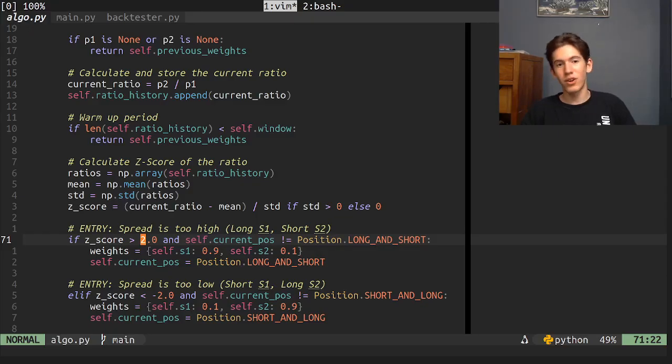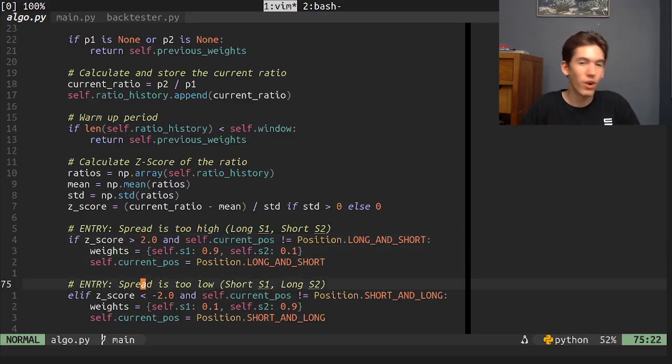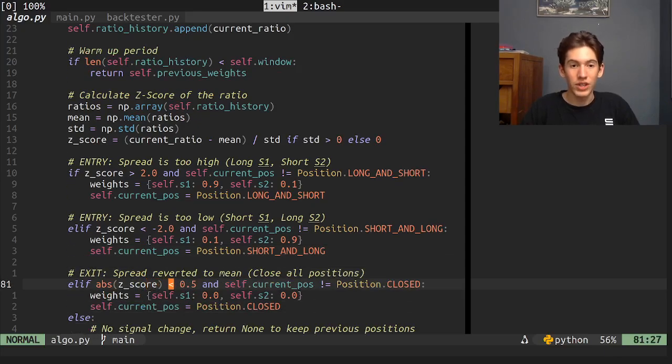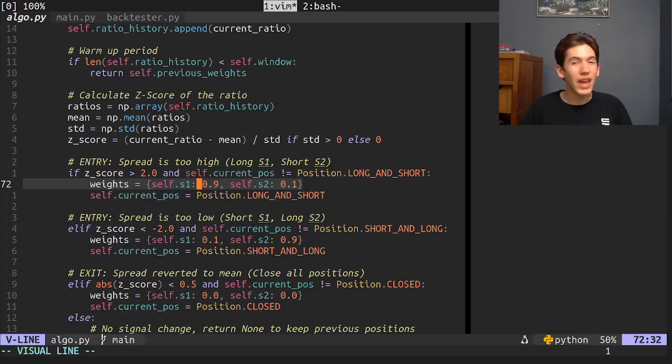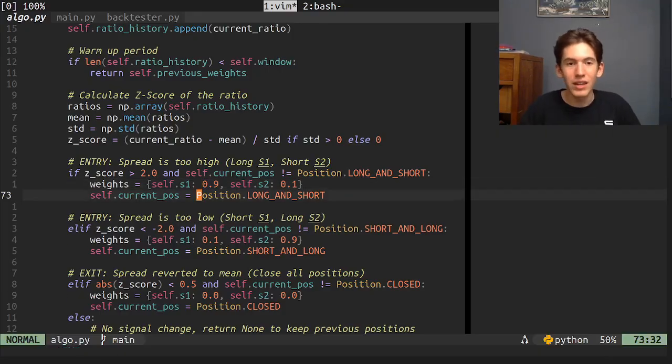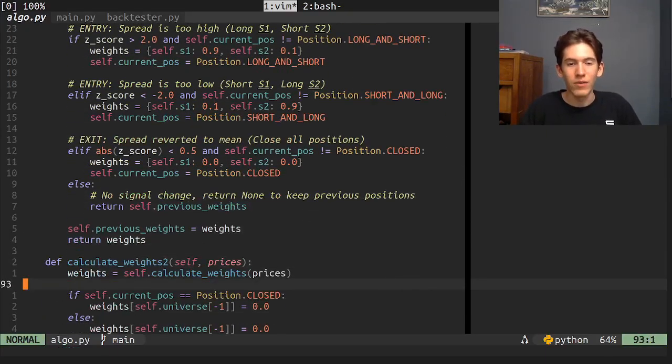Maybe you want to enter at a z-score of 3, right? Greater than 3, less than -3. Maybe you want to do 1.5. You could also change how you exit the market. Maybe you want to exit at a z-score absolute value of 0.25 or 0.75 or maybe even 1. And you could also change how much you're investing. Maybe 90-10 doesn't work for you, maybe 80-20 is better, maybe 95-5, whatever it is.